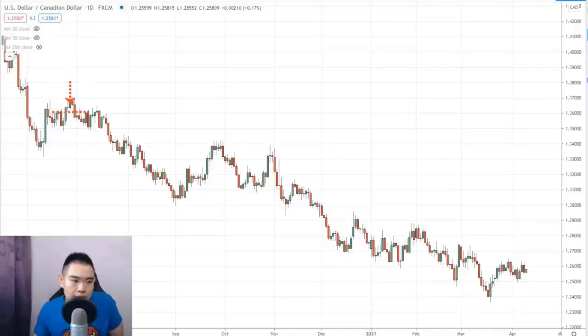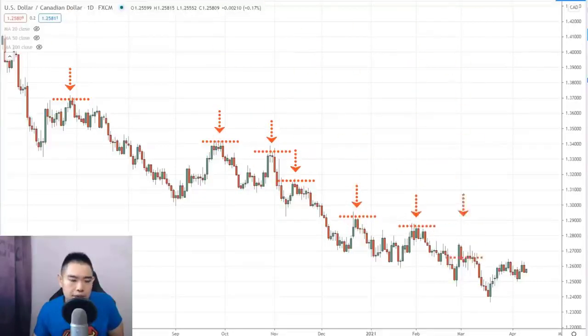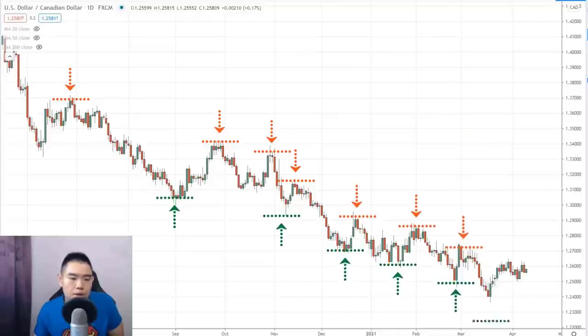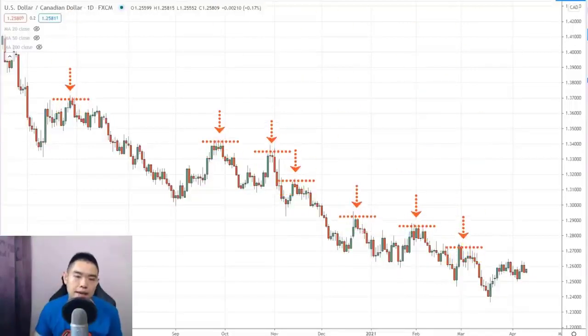If you look at this pair, just identify the highs and lows on the chart. These are the highs, the highs, the highs, and the lows, low, low, low. So you look from left to right, where is this currency pair heading over time? It's heading down lower. So in other words, you can say that the US dollar is depreciating against the Canadian dollar over the last number of months that you see at the bottom. Okay, so this is in the downtrend.